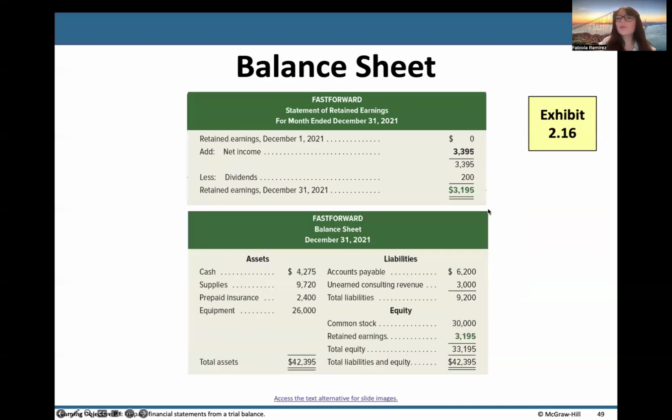Okay, so we use the statement of retained earnings to then prepare our balance sheet. We record all of our assets, our liabilities, along with the totals here. And we use the retained earnings balance that we computed in our statement of retained earnings, and we include that part in the equity section of this balance sheet. So as you can see, everything flows through together. So if you make a mistake on one number, it can affect all of your reports.